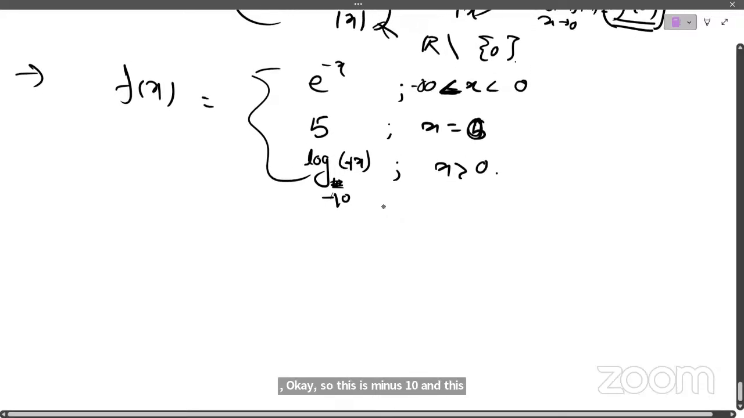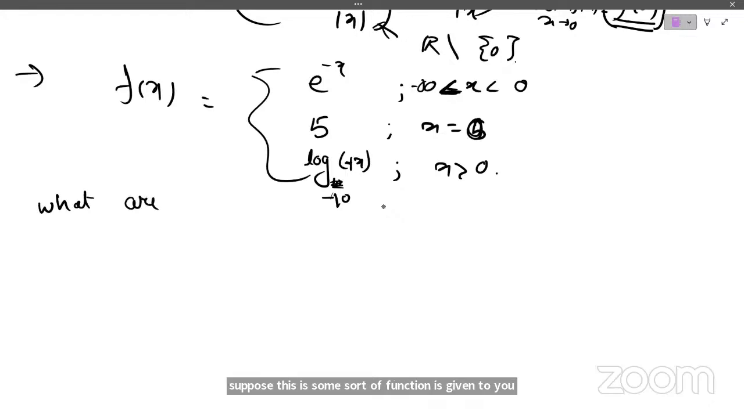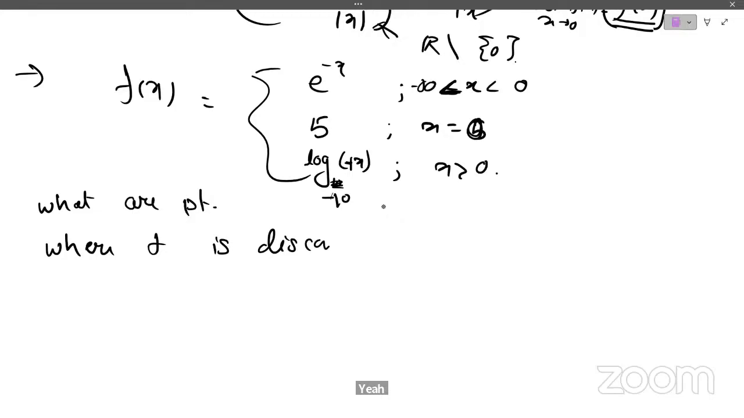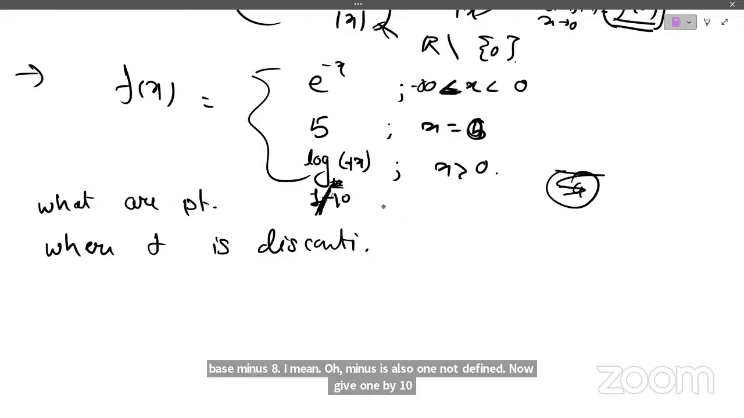Okay, so suppose some sort of function is given to you, and I ask what are the points where f is discontinuous. Ma'am, log to the base minus 10? A base of minus a is also not defined. Okay, 1 by 10, yes. 0 to 1. Yeah.